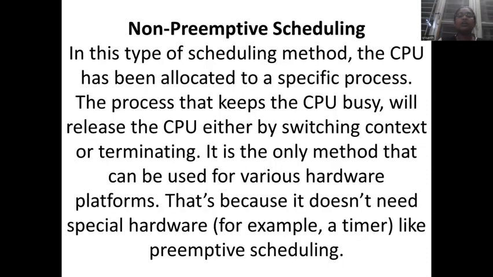When it comes to non-preemptive scheduling, in this method the CPU is allocated to a specific process. The process that keeps the CPU busy will release the CPU either by switching context or terminating. It is the only method that can be used for various hardware platforms, because it doesn't need special hardware, for example a timer, like preemptive scheduling does.